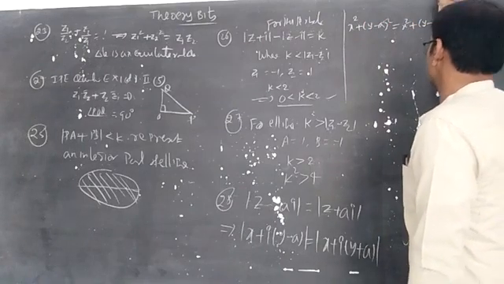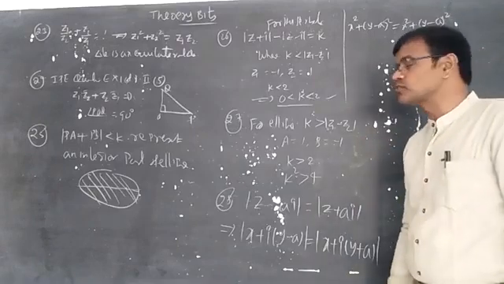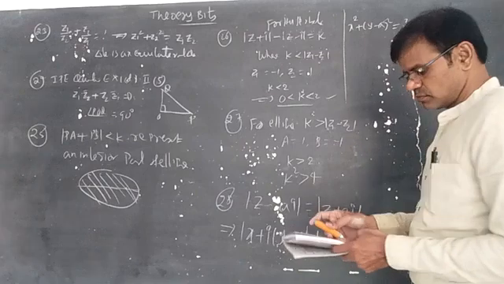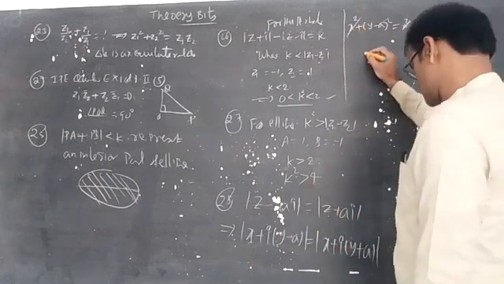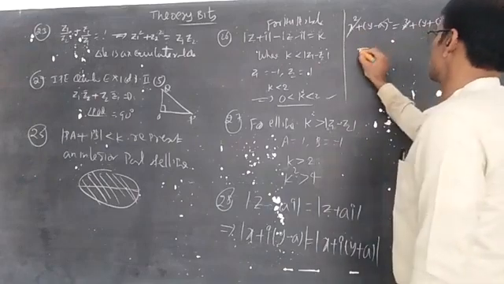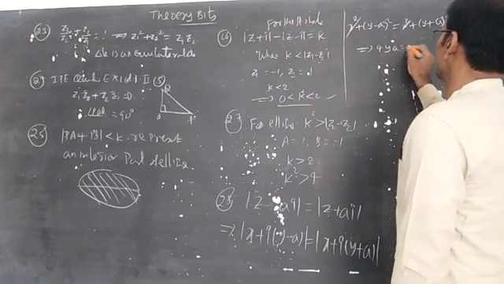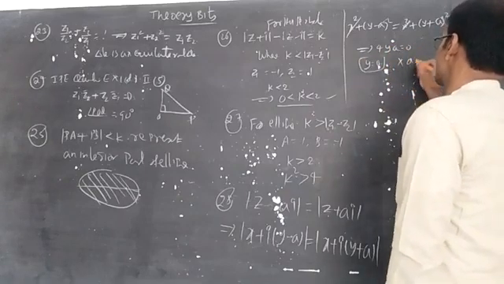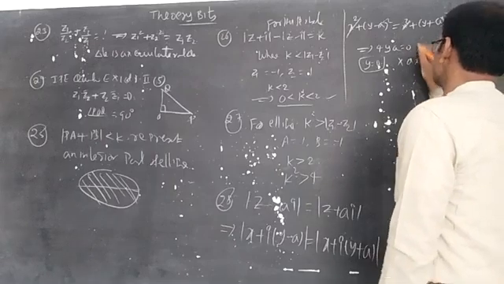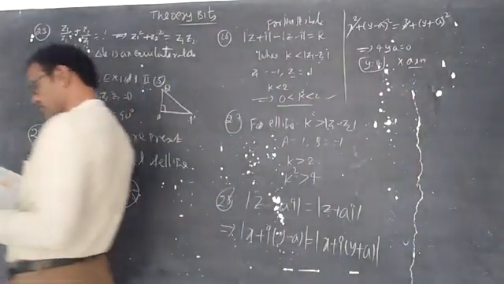I think this is exercise 1C, Roman number 2, 4th bit. X square gets cancelled. Y plus a whole square minus y minus a whole square becomes 4ay, the 4ab concept. 4ay equal to 0, so y is equal to 0, that is the x axis. So the answer is the x axis or y is equal to 0.